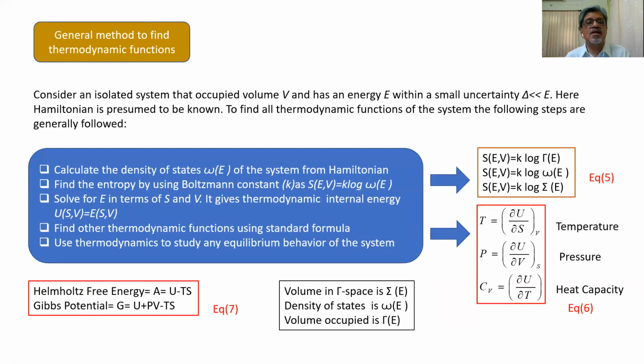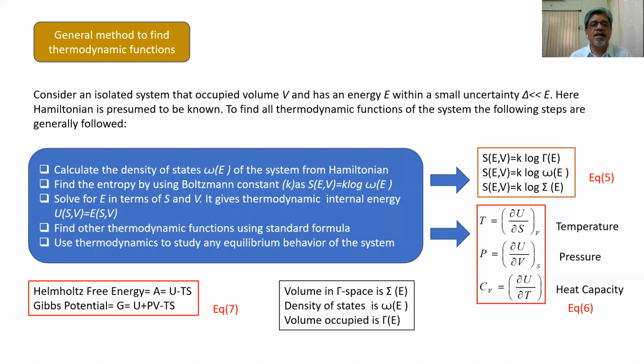Now we come to another slide, the general method to find the thermodynamic functions. In some books, it is mentioned as a recipe, like a recipe for making any particular food item. So here we are going to use the general method for calculating the thermodynamic functions. Consider an isolated system that occupies volume V and has energy E within a small uncertainty or interval delta, very much less than E. Here, the Hamiltonian is presumed to be known. To find all thermodynamic functions of the system, the following steps are used.